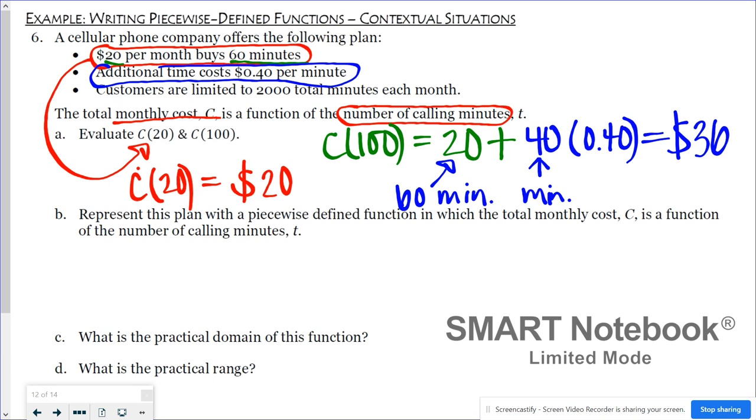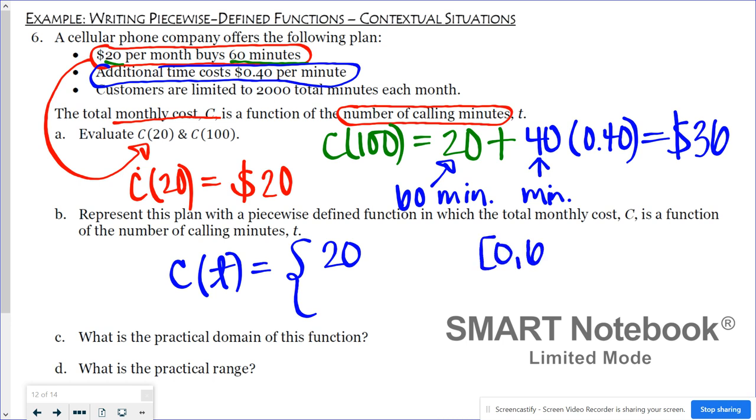It says represent this plan with a piecewise defined function in which the total monthly cost is a function of the number of calling minutes. So I'm going to say the cost is a function of the number of minutes, and I'm going to have my set notation bracket. The very first item says $20 per month buys 60 minutes. So the total cost is $20 per month, and this is just the first 60 minutes. So we're going to say anything from 0 to 60 minutes, I'm paying the $20.